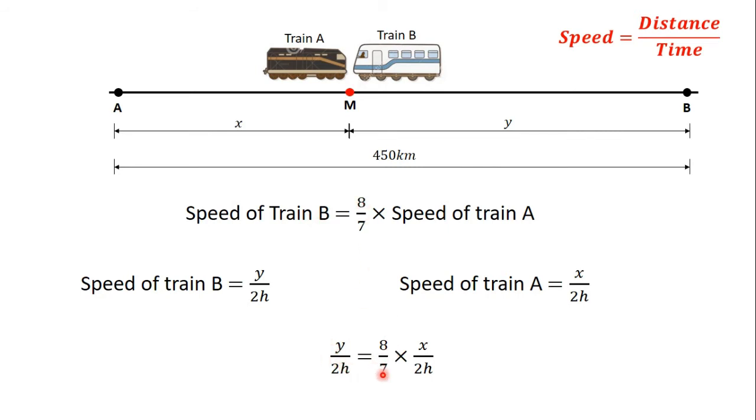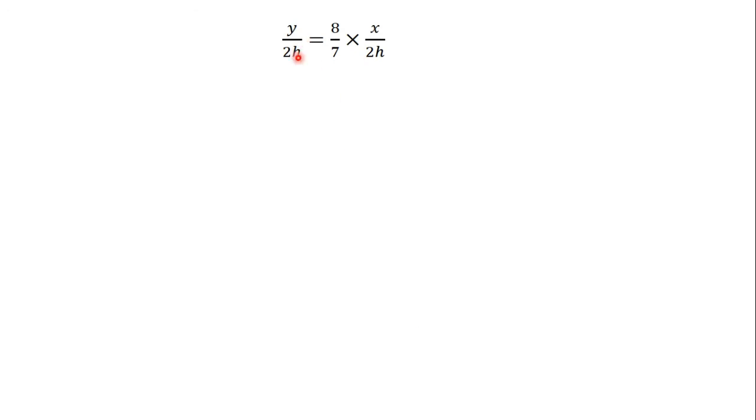We have 8 divided by 7 times the speed of train A, which is x divided by 2 hours. So we have y divided by 2 hours is equal to 8 divided by 7 times x divided by 2 hours. Let's cancel 2 hours out of our equation. So let's multiply the left hand side by 2 hours and the right hand side by 2 hours. So we have 2 hours times y divided by 2 hours is equal to 8 divided by 7 times x divided by 2 hours times 2 hours.